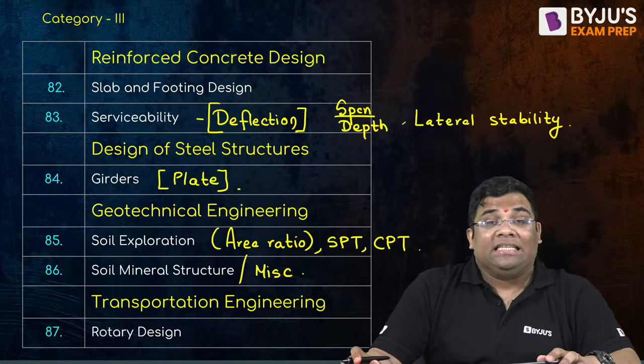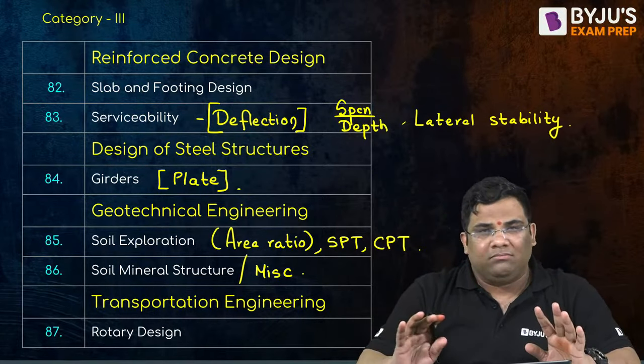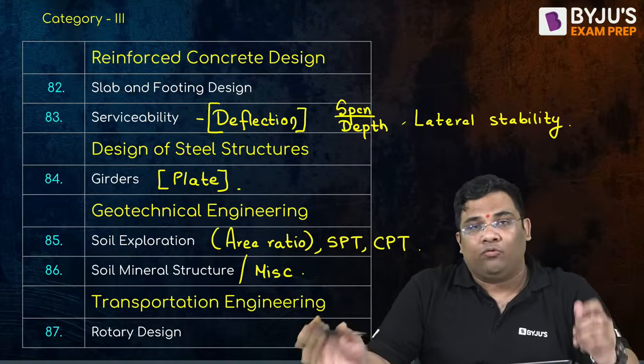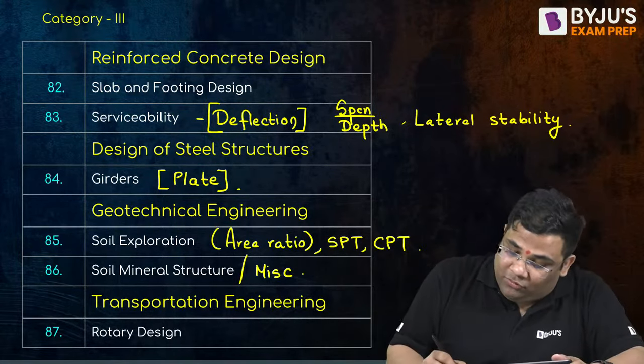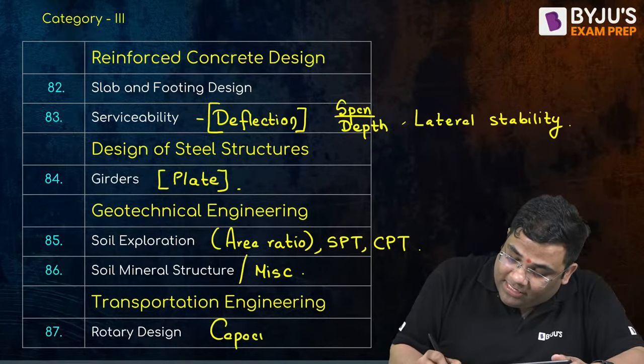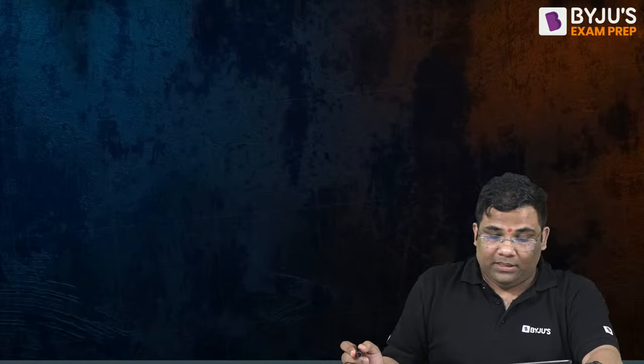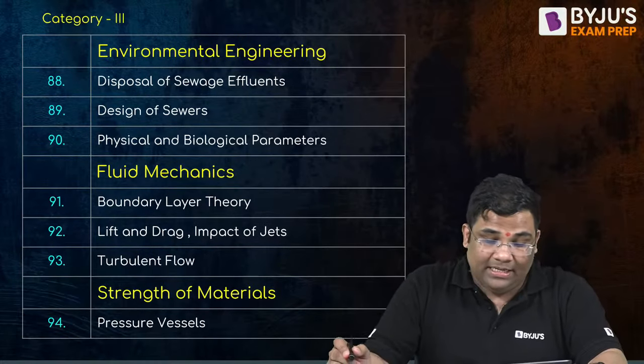Then transportation engineering, rotary design, you can put in category 3. First you should complete other important topics and then go to rotary design. And in rotary design, you should study only the capacity, that only is important, right? Then 87, so we are going towards the end.